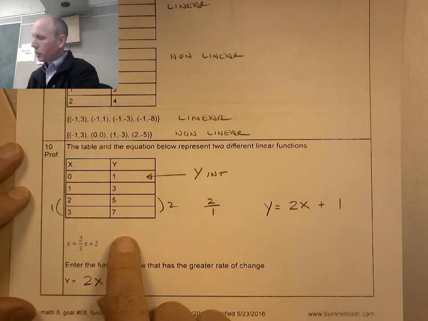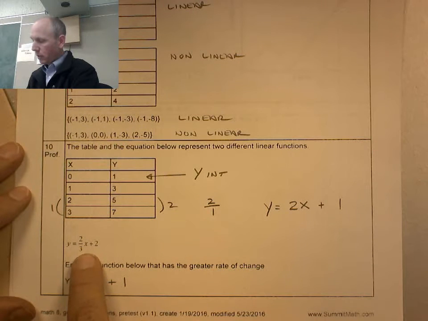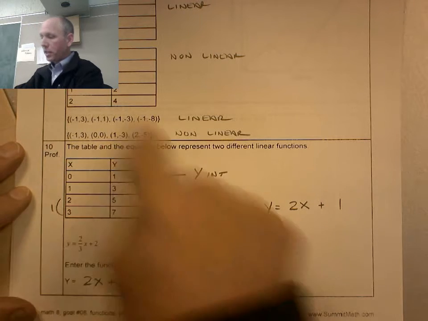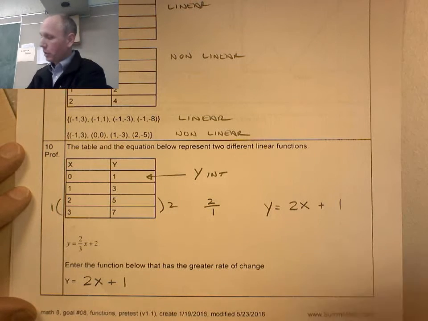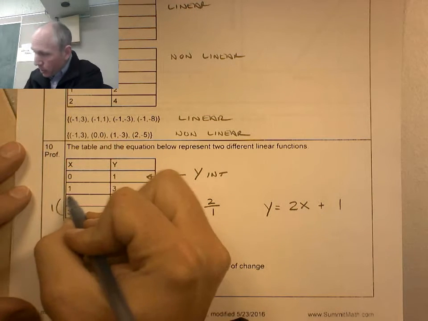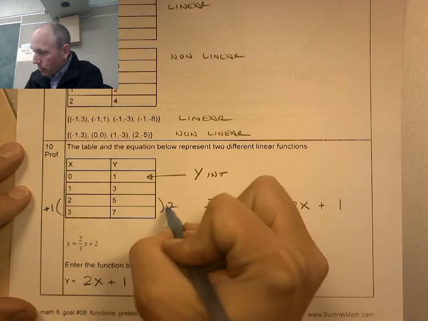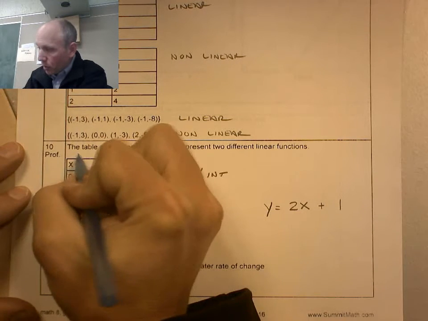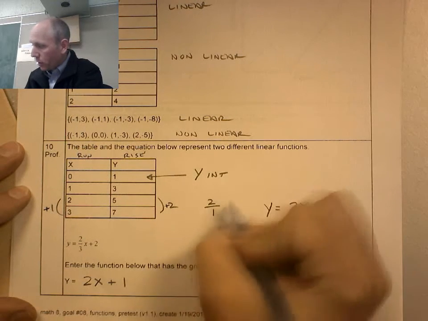The table and the equation below represent two different linear functions. Here's the table. Here's another linear function. Enter the function below that has the greater rate of change. So I need to create the function for this. It's the same thing I did on one of the previous questions. First off, let's find the slope. What's the change here? Plus 1. What's the change there? Plus 2. I know this is the run and the rise. So 2 over 1, there's my slope.